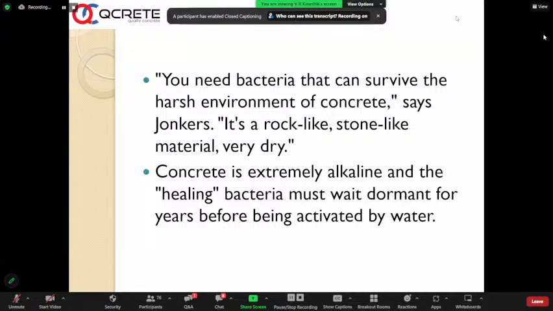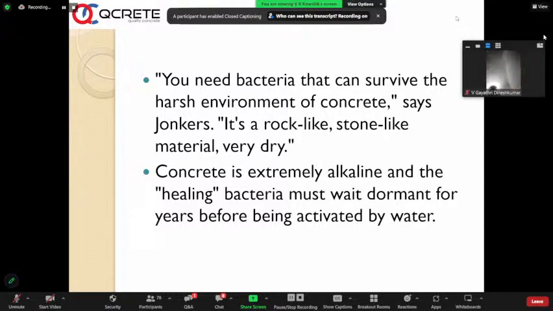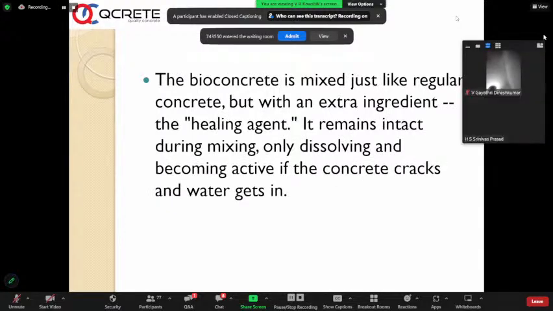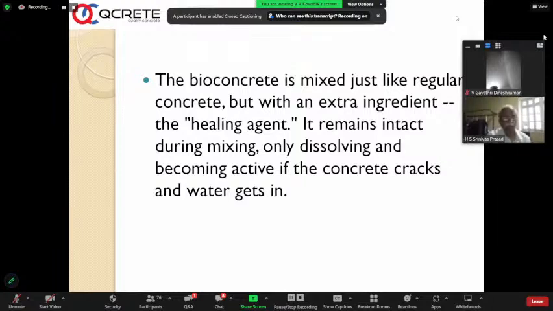very alkaline in nature. And the technology is that it will be dormant for a time until water and oxygen enter into it. Actually, it means if it gets a sufficient amount of oxygen and water, then it starts reacting. So the bioconcrete is mixed just like regular concrete, but with an extra ingredient called a healing agent. It remains intact during mixing, only dissolving and becoming active if the concrete cracks and water gets in.